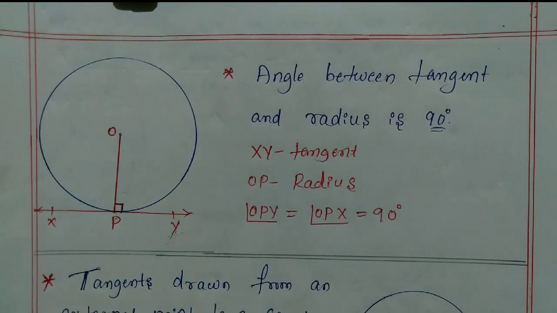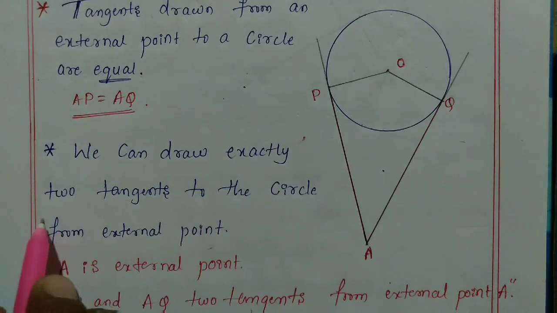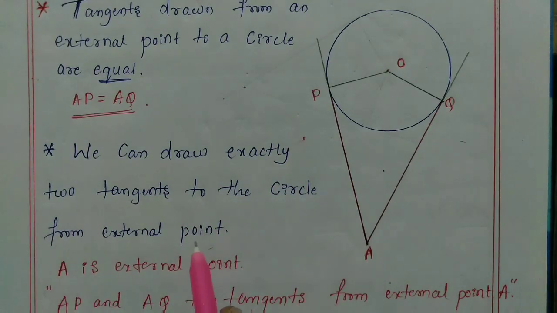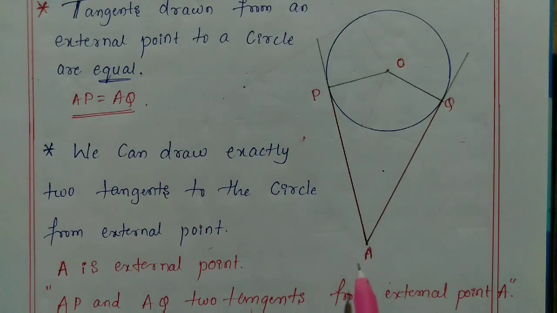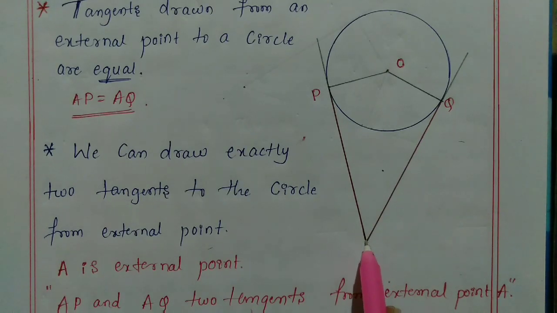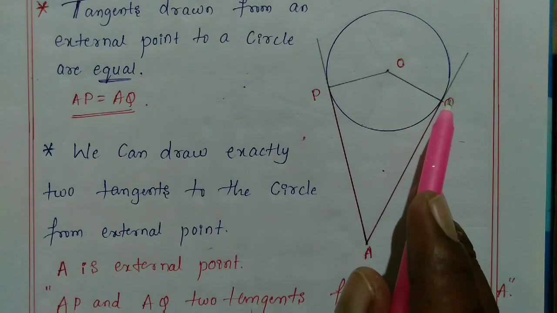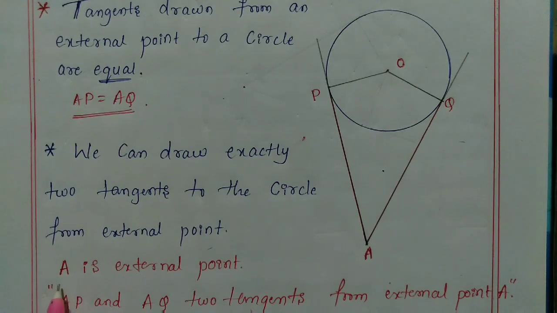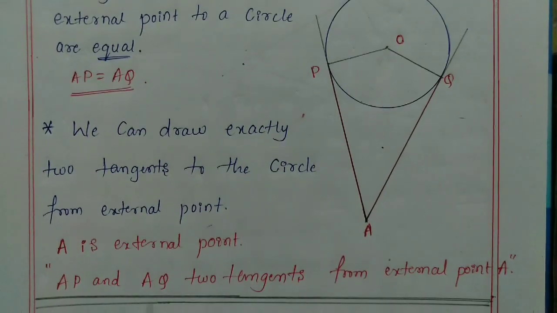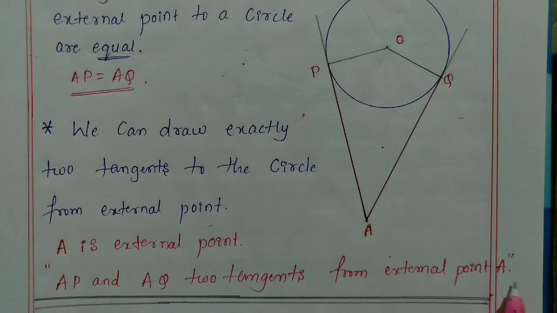Next point is we can draw exactly two tangents to the circle from an external point. In this figure A is an external point, meaning outside the circle. From this external point we can draw exactly two tangents, one is this and one is this. We can draw only two tangents from an external point. In this figure A is the external point, and AP and AQ are the two tangents from the external point A.